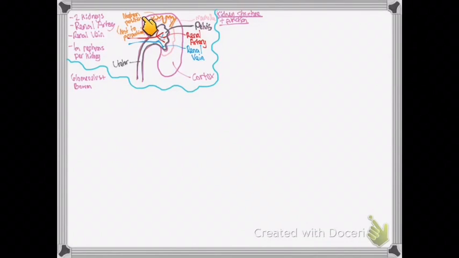So we've got the Bowman's capsule here, proximal convoluted tubule in the cortex. Our loop of Henle reaches into the medulla, and then the rest of the nephron is in the cortex. However, some of the collecting duct will reach into our medulla. So there's 1 million nephrons per kidney, but let's look at one nephron starting off with the glomerulus and Bowman's capsule.